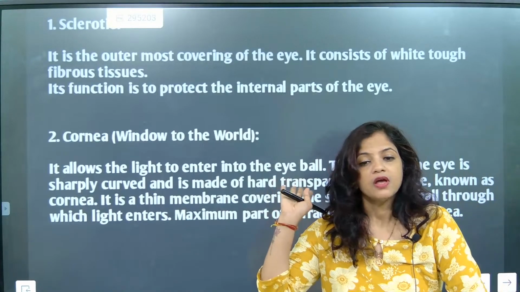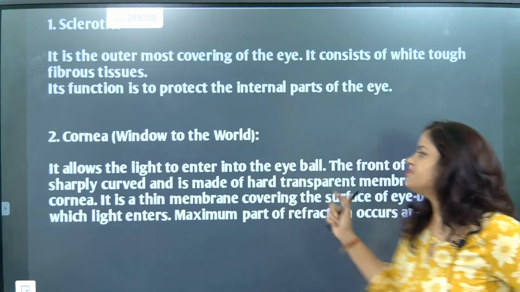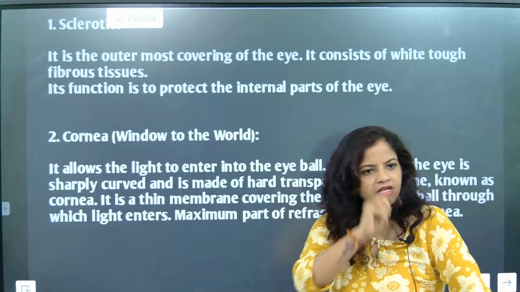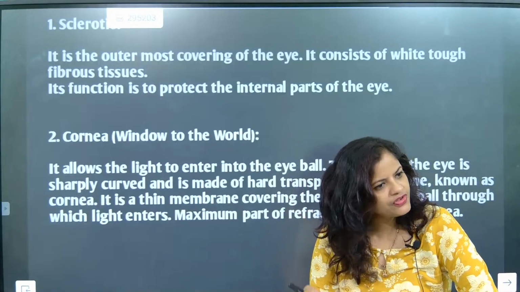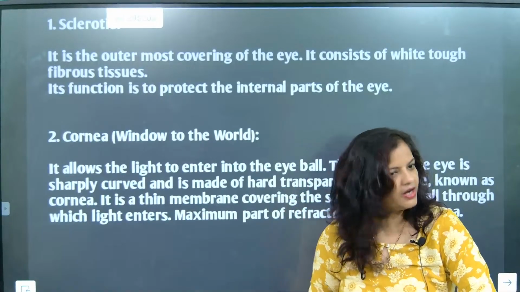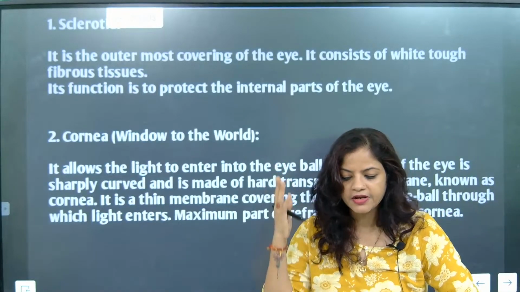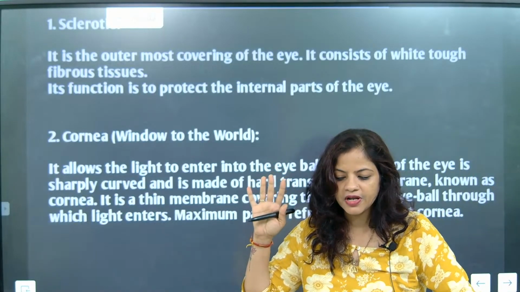So now look here. Most important thing, beta, what is it made with? A hard transparent membrane. The part through which we can have vision is called the cornea. Understood? Now cornea is made with what? Hard transparent membrane.